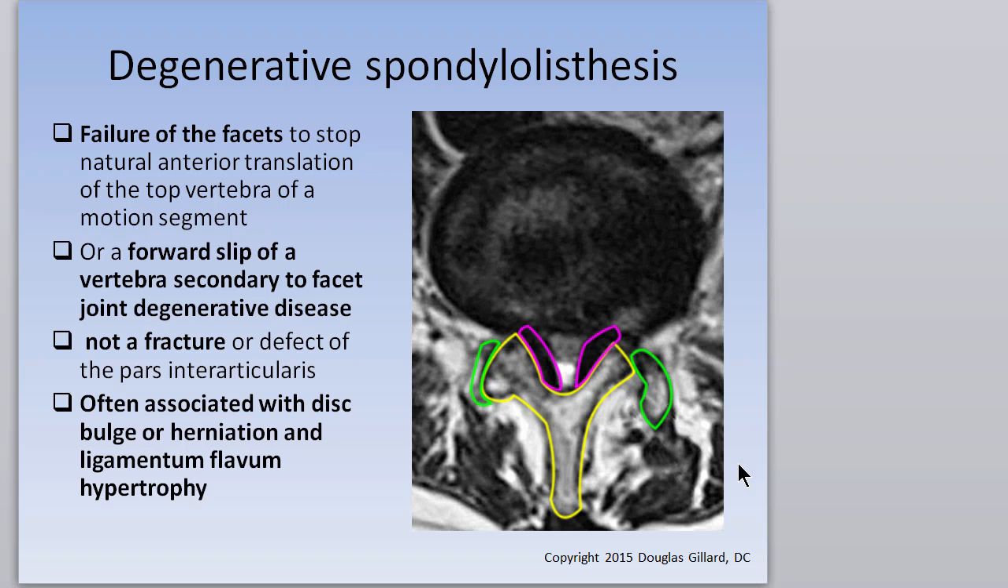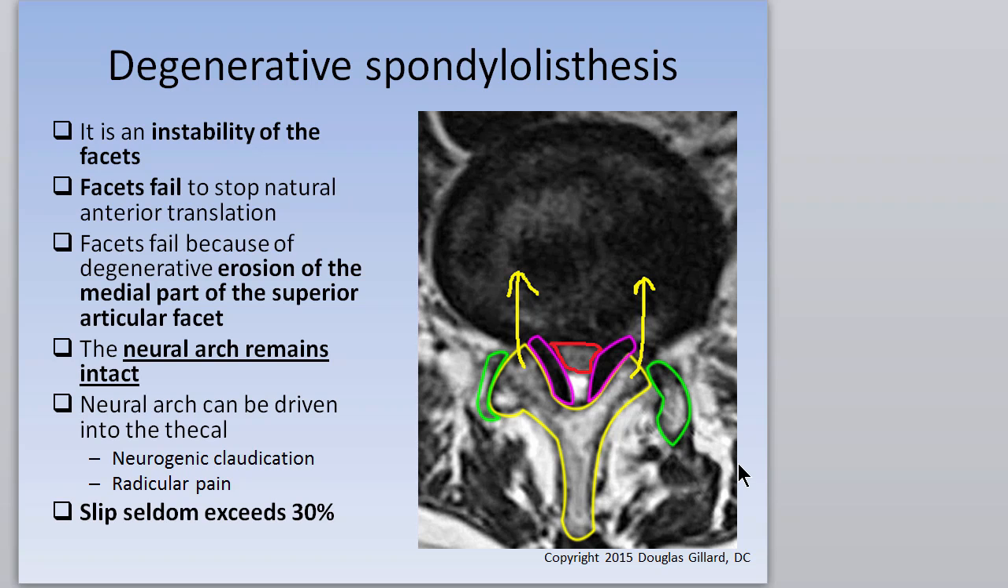Degenerative, we talked quite about this already, how it's a failure of the superior articular process facet to stop anterior translation. It's a guillotine. I think I said that already, seldom exceeds 30%. So if you see a grade 4 spondylolisthesis, it's not going to be a degenerative spondylolisthesis. It just can't go that far. This whole posterior arch is like a guillotine. But this can be quite devastating, cause severe central stenosis.